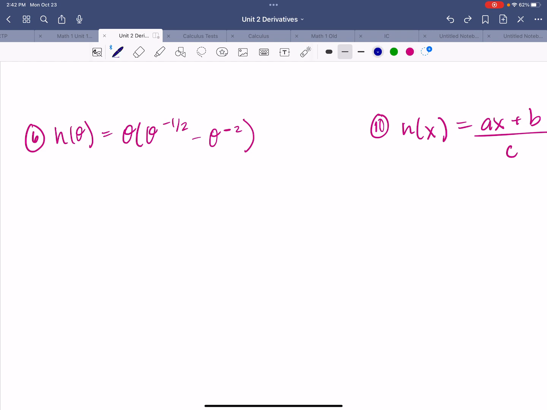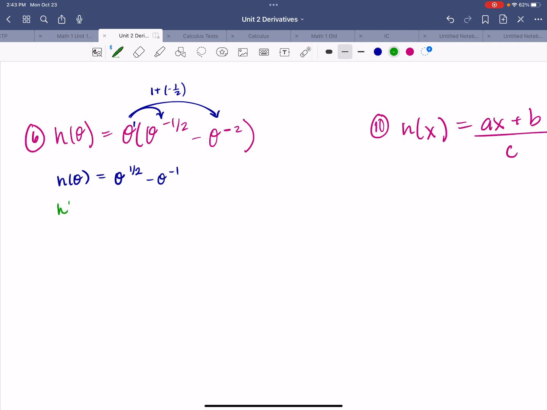I just need to do some manipulation of h before I do so. So h of theta is equal to, we have a little exponent of 1 here, so when I distribute this in, remember when we multiply powers with the same base, we add their exponents. So theta to the first power times theta to the negative 1/2 is going to be theta to the 1/2 power, because 1 plus a negative 1/2 gives me 1/2. And then, of course, 1 plus this negative 2 is going to be negative 1, so minus theta to the negative 1 power. Now that I've distributed that theta in, I can go ahead and take the derivative.